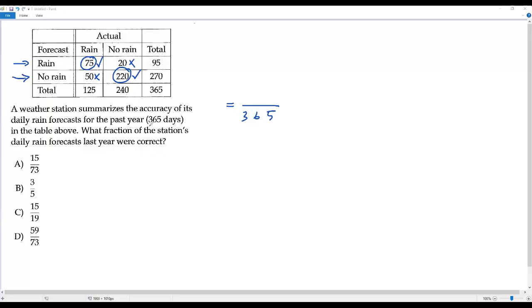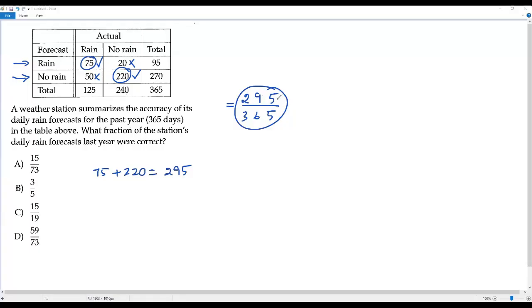Already we got the number of correct forecasts in the table, that is 75 and 220. Let me add them. 75 plus 220 equals 295. There were 295 correct forecasts in the last year. So this 295 should be written in the numerator. Okay, now we have to simplify this fraction.